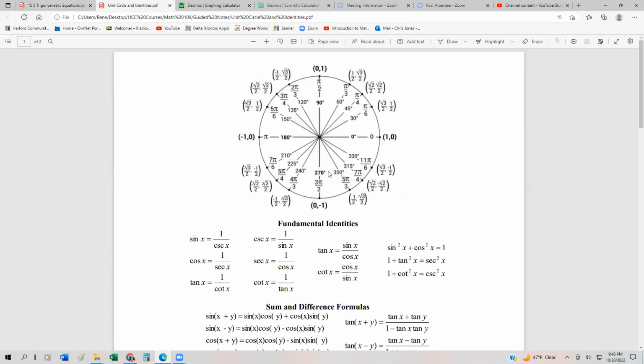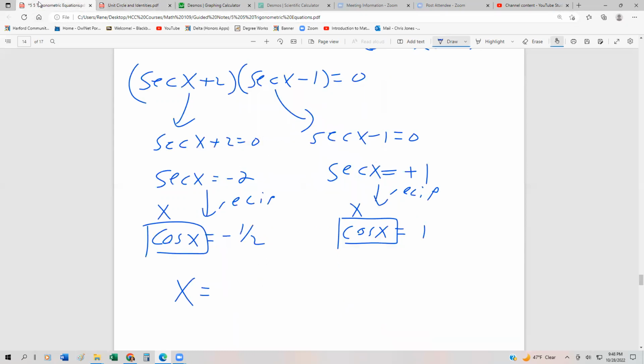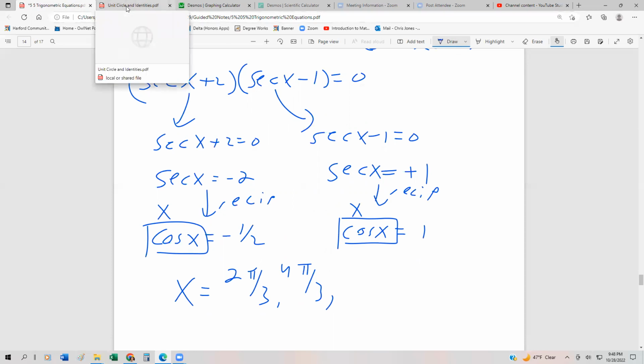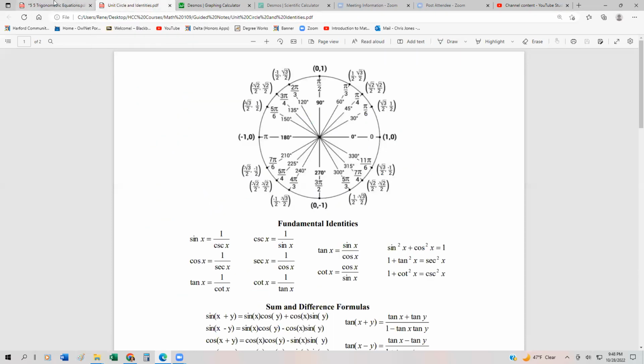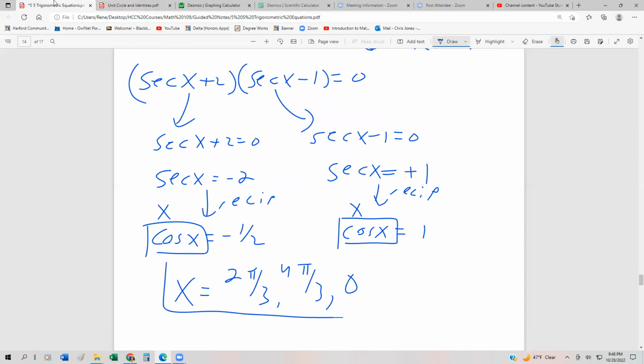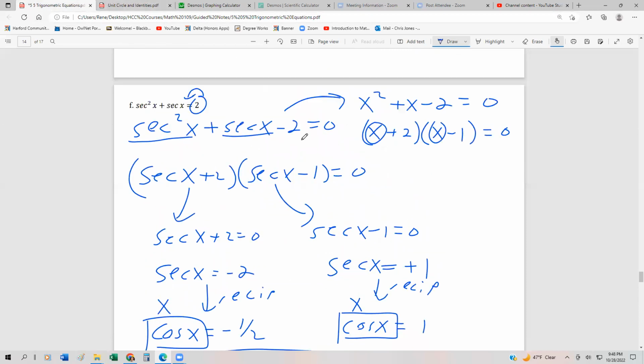And so we try to find all the negative 1/2s. There's one at 2 pi over 3 for the x-coordinate, and there's one at 4 pi over 3. And the cosine, which is the x-coordinate, is going to be 1 at 0. So we have these three values. If we wanted to, we could go ahead and just verify this.